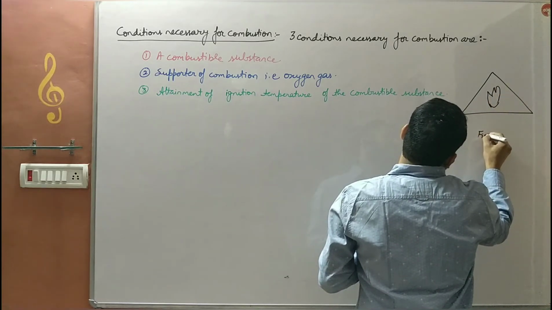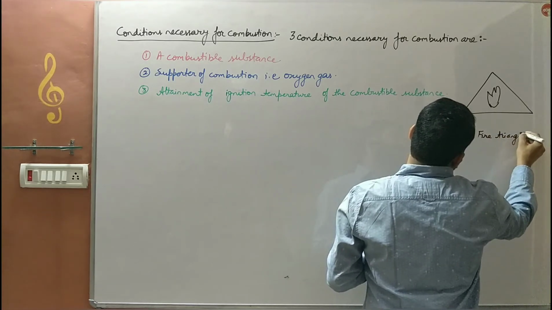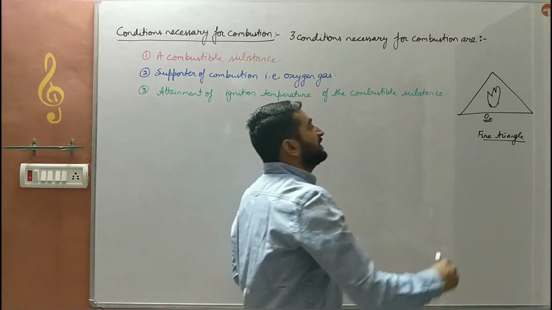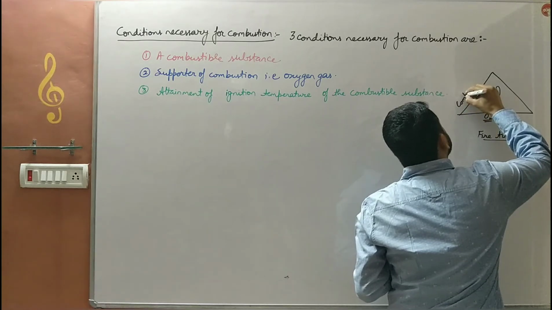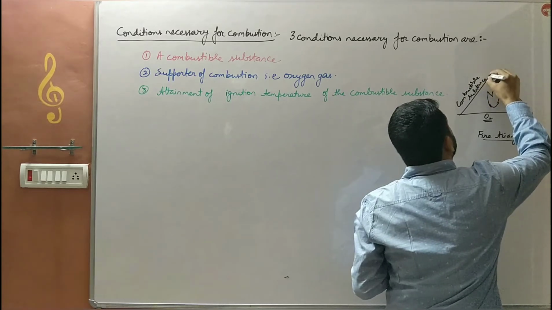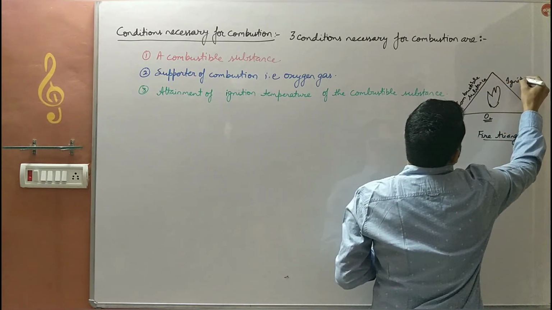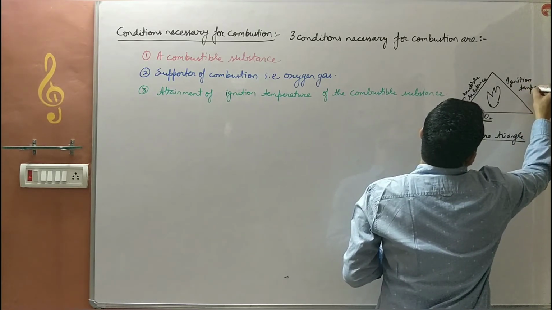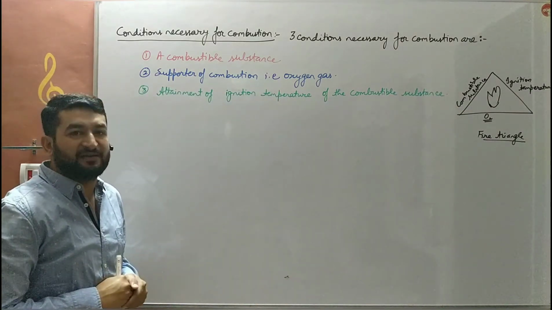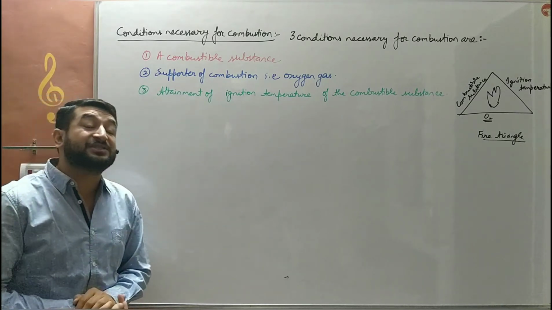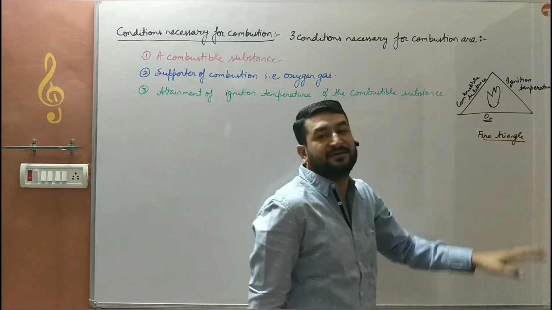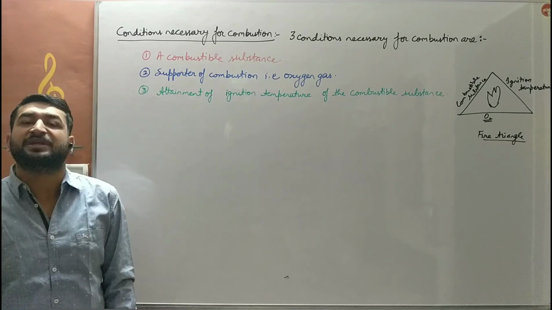That is referred to as a fire triangle, which says O2, oxygen, is one arm, the second one is combustible substance, and the third one is ignition temperature. If all these three are present, only then a substance will catch fire. Otherwise, that substance does not undergo combustion. So that's why it is referred to as a fire triangle. If any arm is missing, the substance doesn't undergo burning or combustion.